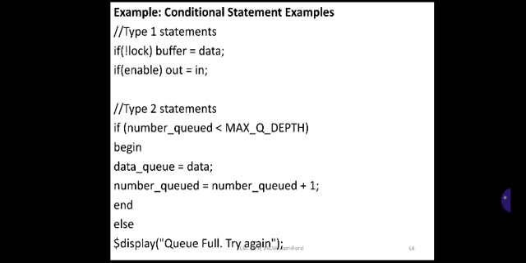If not of lock is evaluated to false, or if it is 0, then buffer is equal to data is not going to execute. Second example, if enable is evaluated to logical 1, that is true, then out is equal to in. Otherwise, if enable is 0, then out is equal to in is not executed.